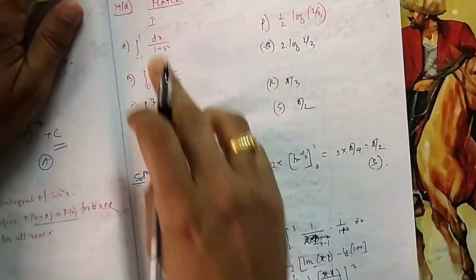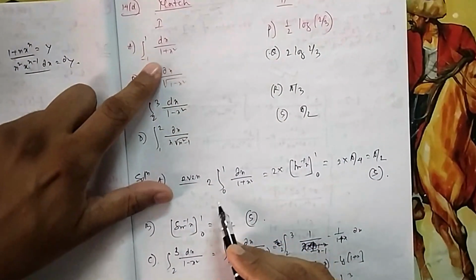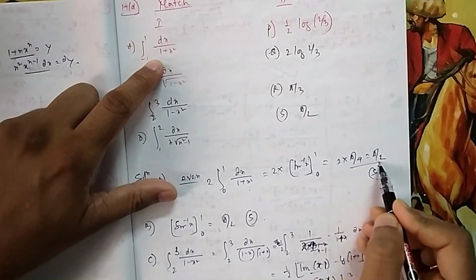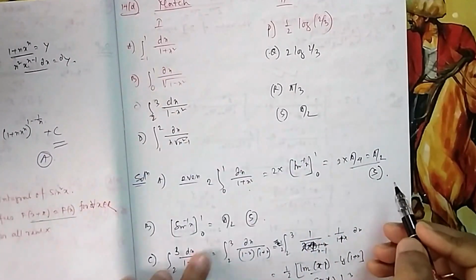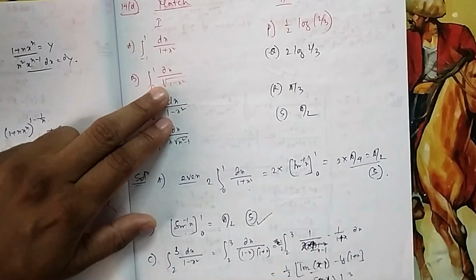Now if you come to 14, they are asking to match this one. These are simple formula based. First one, because it is an even function, you can break it from 0 to 1. This is tan inverse x. You put it, the answer is obviously option S. Second one, it is the direct formula of sin inverse x. It will again match with S.